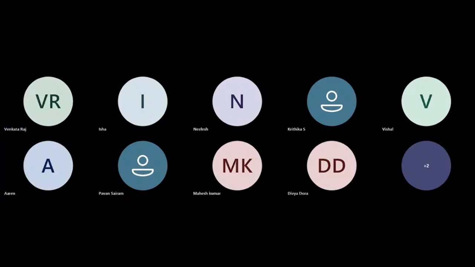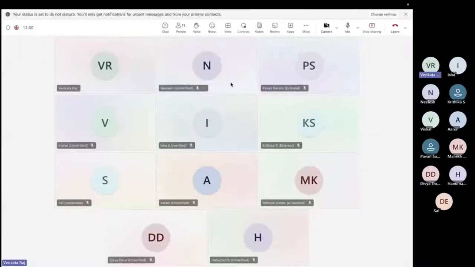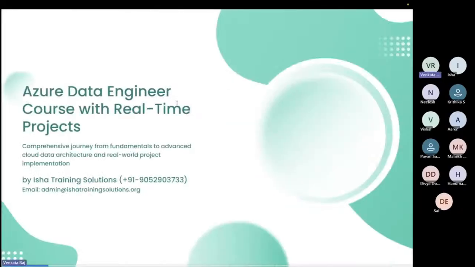Okay, we can get started, guys. So let me quickly allow the permissions and share my screen. Is my screen visible? Yeah, okay. So this is the mobile details and the email details.